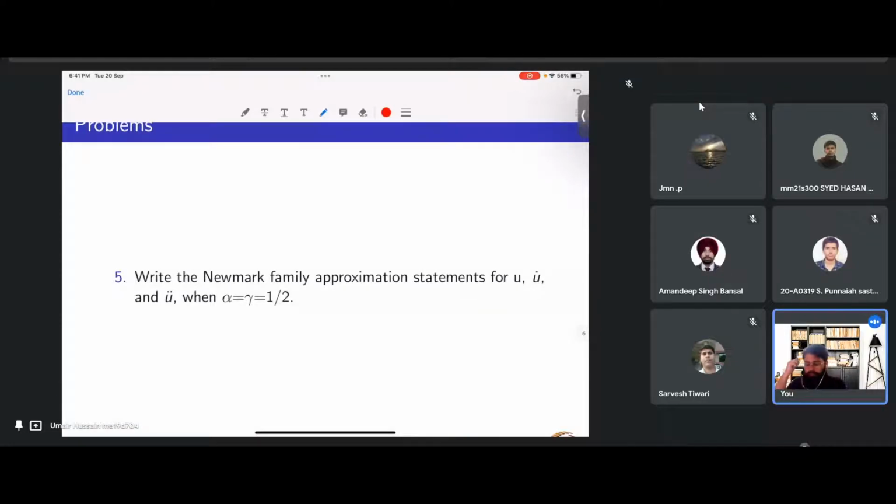Okay, so we have to write the Newmark family approximation statement for the unit derivative, with alpha equals gamma equals half. Given alpha half, given gamma half.